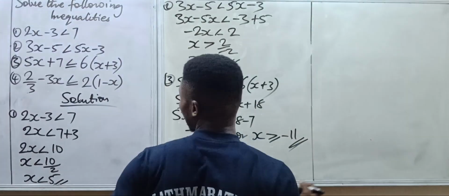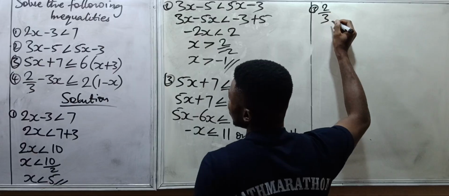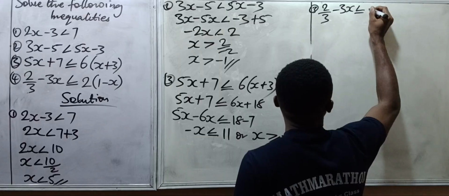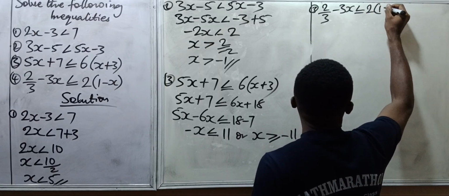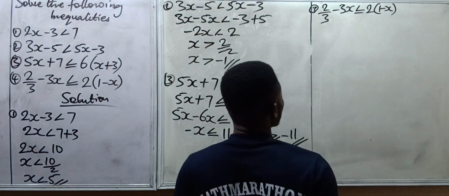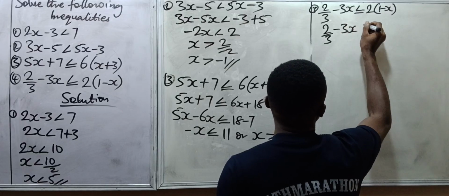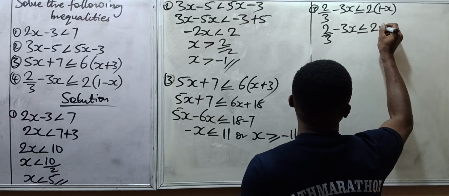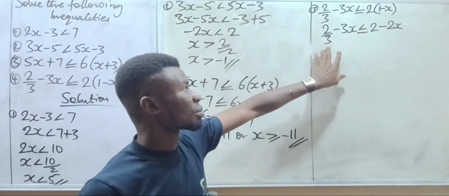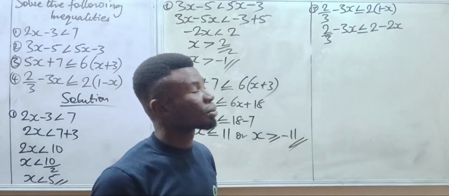Now number 3 says 2 over 3 minus 3x is less than or equal to 2 into 1 minus x. So the first thing to do is to open the bracket. So we have 2 over 3 minus 3x is less than or equal to 2 times 1 is 2 minus 2x. Now to eliminate this 3 under 2, you multiply through with 3. Multiply both sides by 3.